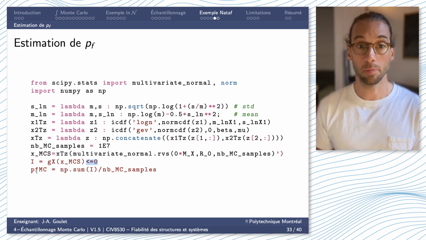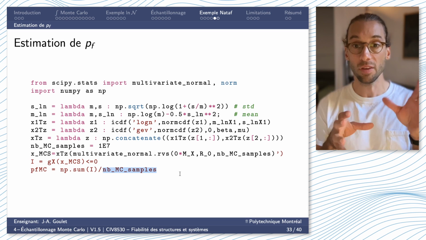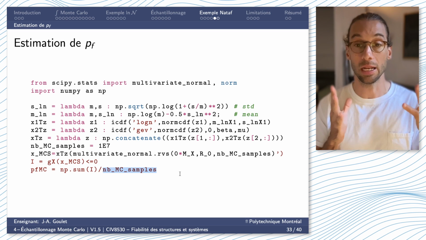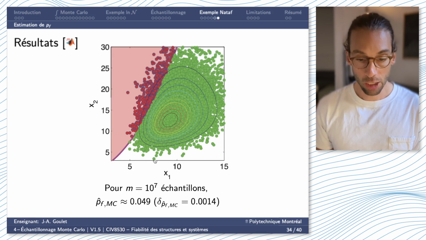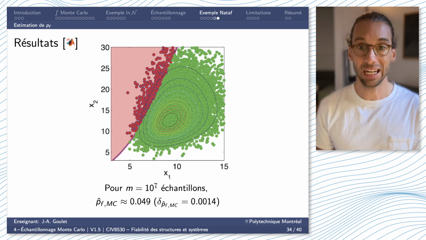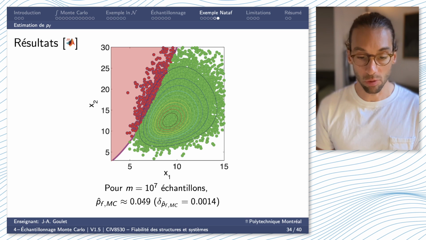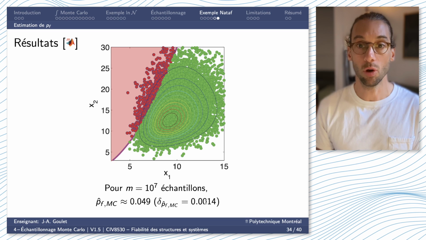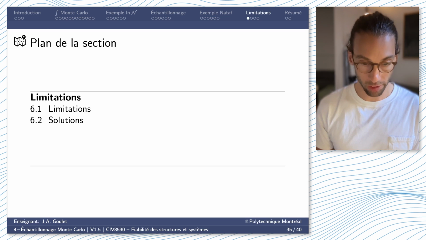And my probability of failure estimated with Monte Carlo is simply the sum of my indicator function divided by the number of samples. Okay, so in very few lines of code, we can estimate the probability of failure in arbitrarily large number of dimensions. So if we look at, in this case, 10 million samples, I'm going to have here an estimated probability of failure of 0.049 with a coefficient of variation that is less than 0.1%, so very small. So that's going to be an accurate estimation of my probability of failure.